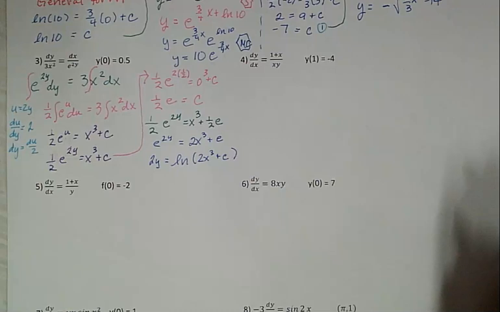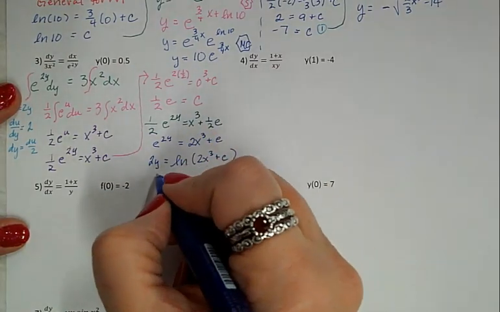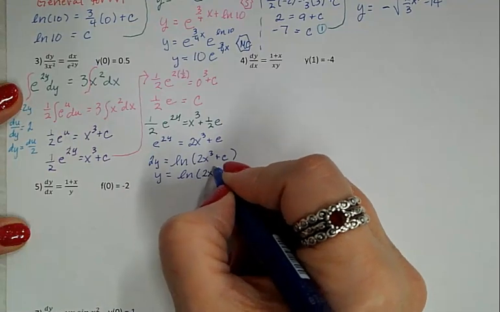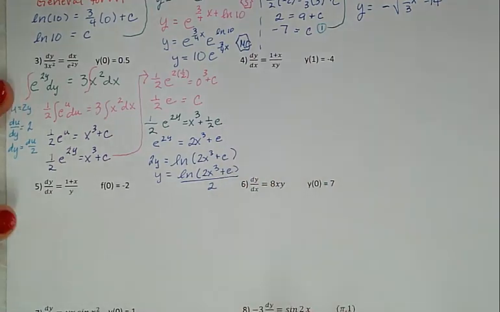Why don't I need the absolute value bars? Well, when we're integrating, right, we're just switching forms. We're not actually integrating, so we don't really need the bars here. And then what can we do to get y by itself? Then we're going to divide everything by 2. So I have y equals natural log of 2x cubed plus e, all over 2.